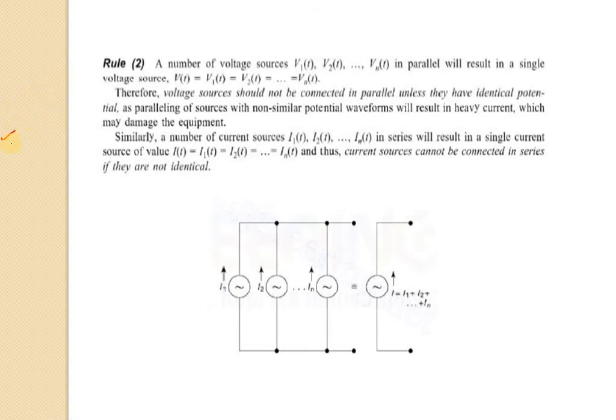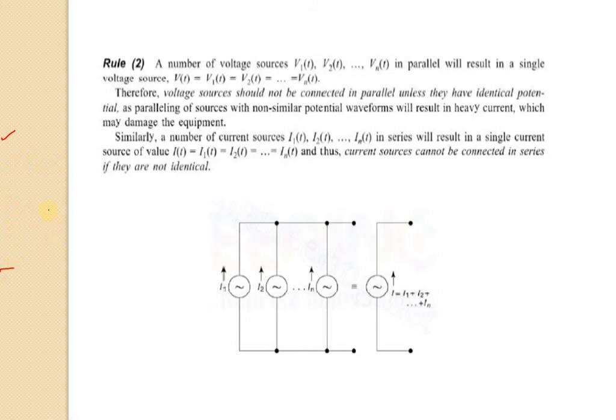Therefore, voltage sources should not be connected in parallel unless they have identical potential. That means different amounts of voltage sources cannot be put in parallel. If we want to put voltage sources in parallel, we have to put the same voltage source. Otherwise, it is not possible.